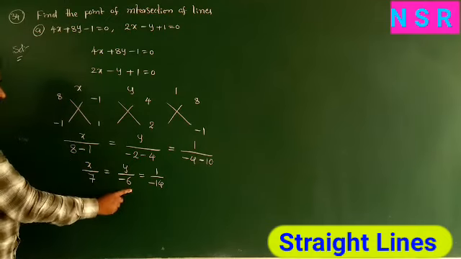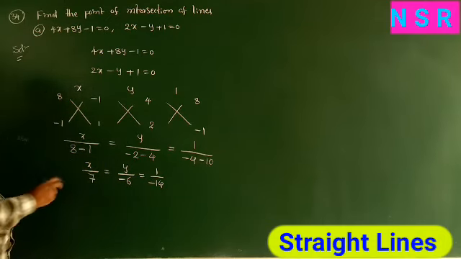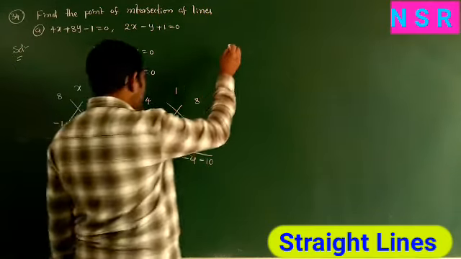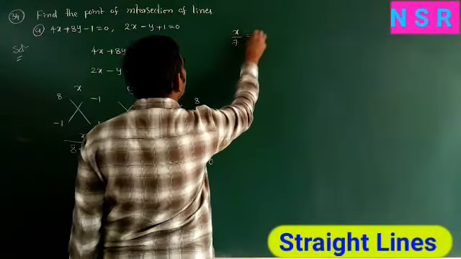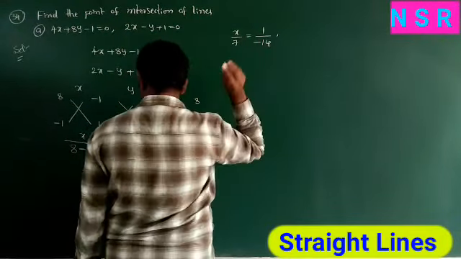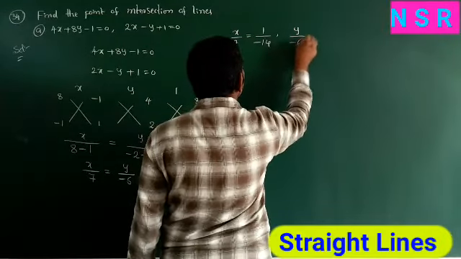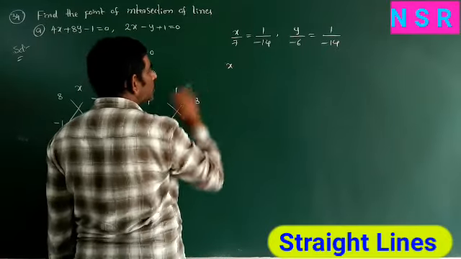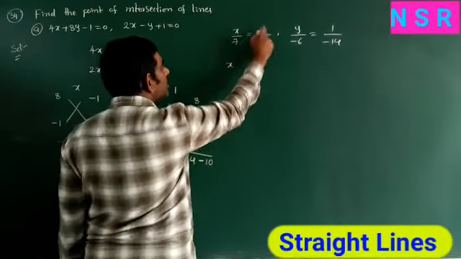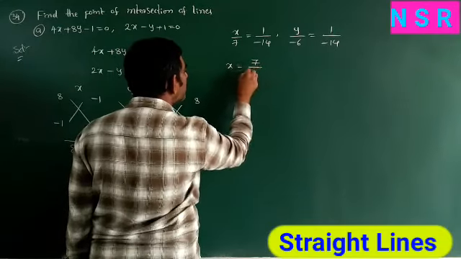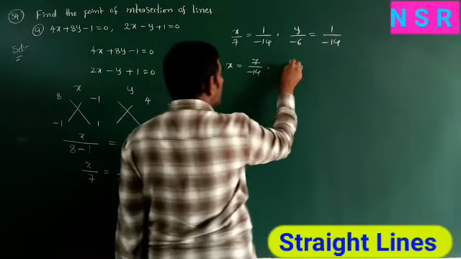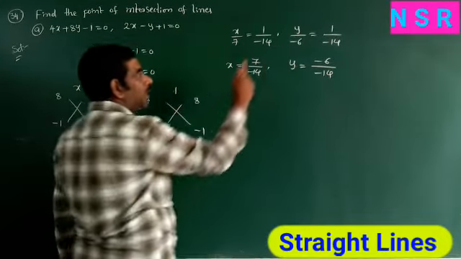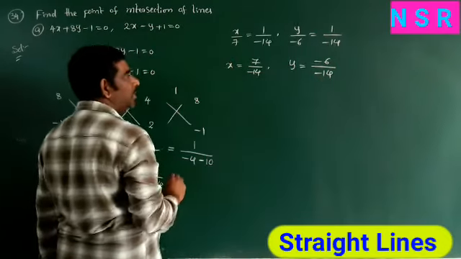So x by 7, y by minus 6, 1 by minus 14. Equating these constants, we get x by 7 is equal to 1 by minus 14, and y by minus 6 is equal to 1 by minus 14. Here equal is there, cross multiply: 7 into 1 is 7, x is equal to 7 by minus 14, y is equal to minus 6 into 1, minus 6 by minus 14.